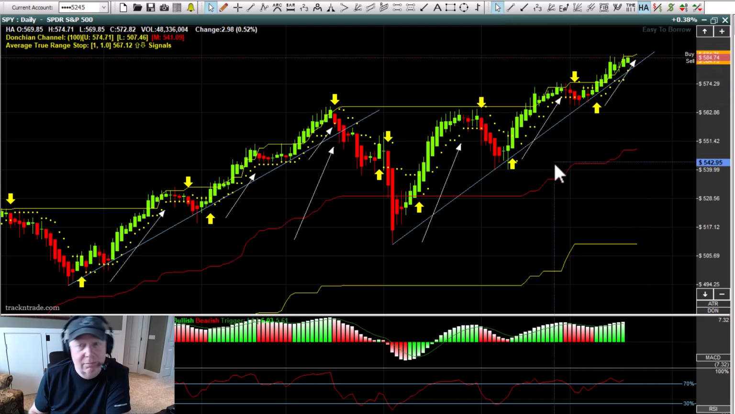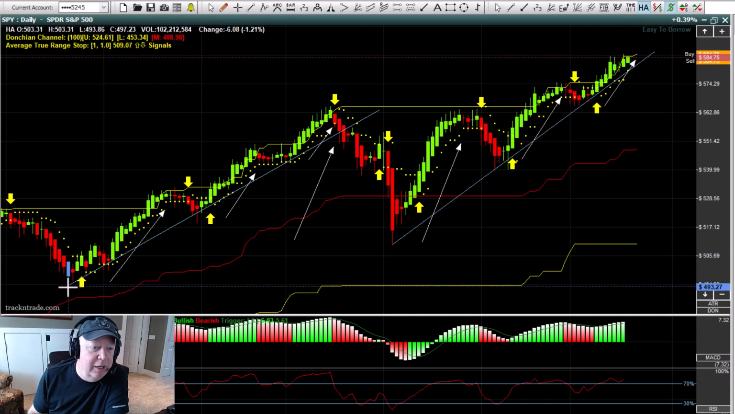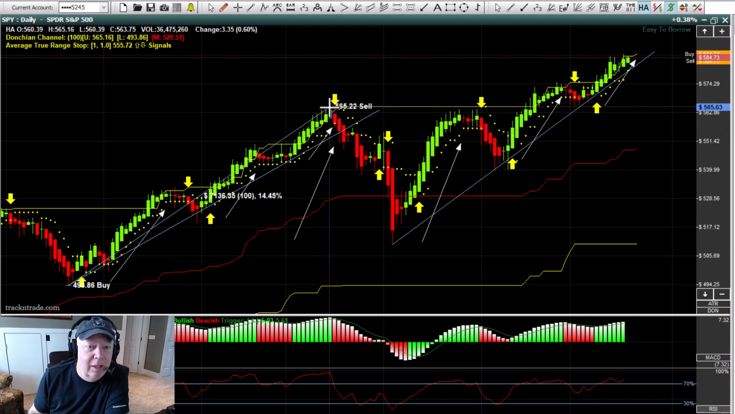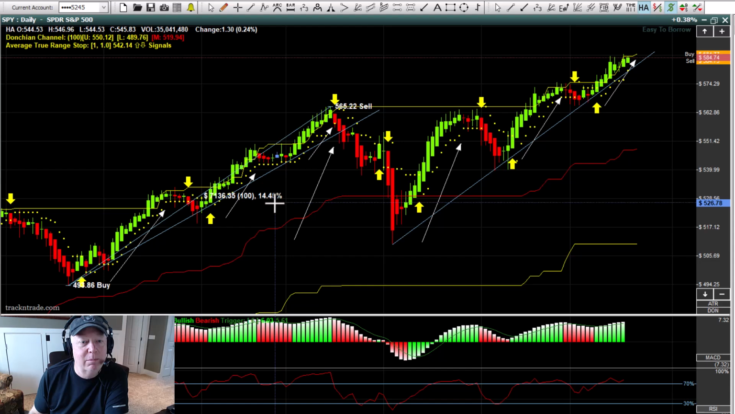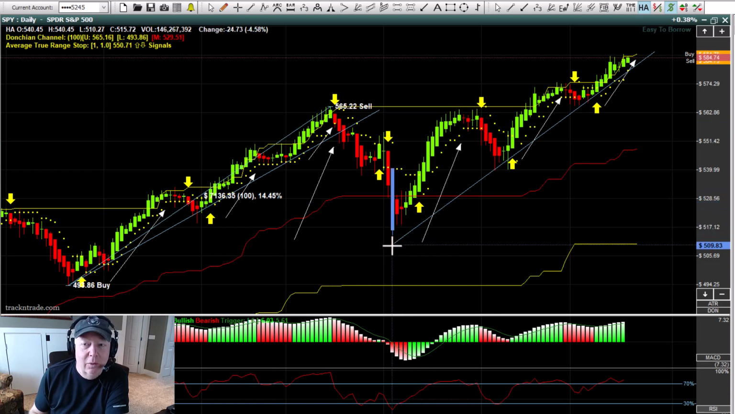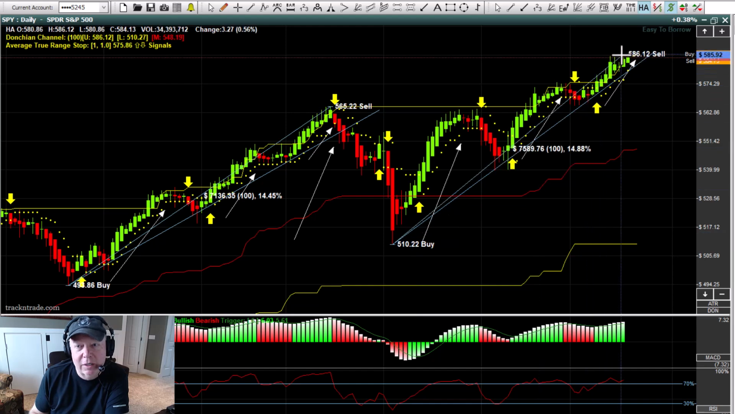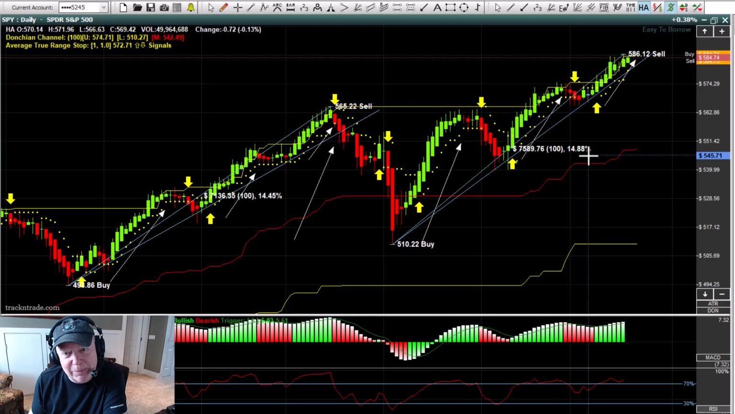I mean, you tell me what that tells you. I'm not going to make any predictions here. I'll leave that up to you, but I do want to show you one more thing here. If we come in here with our dollar calculator, we're going to go from this very low to this very top. That was a 14.45% move. Okay, well, let's just do that again right here. We're going to go all the way from here to where it's currently trading. That was a 14.88% move.